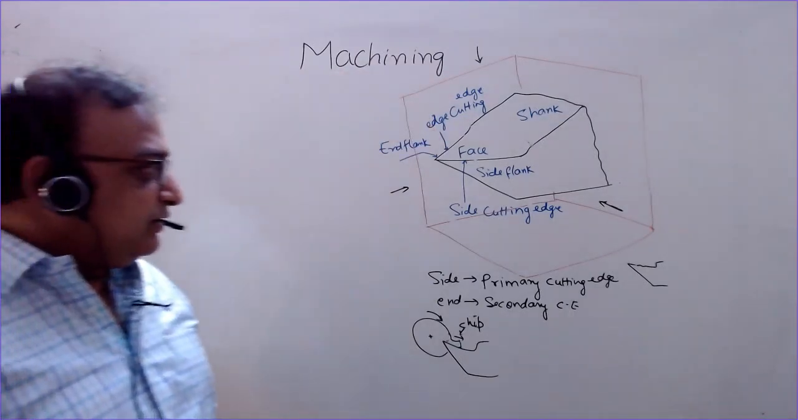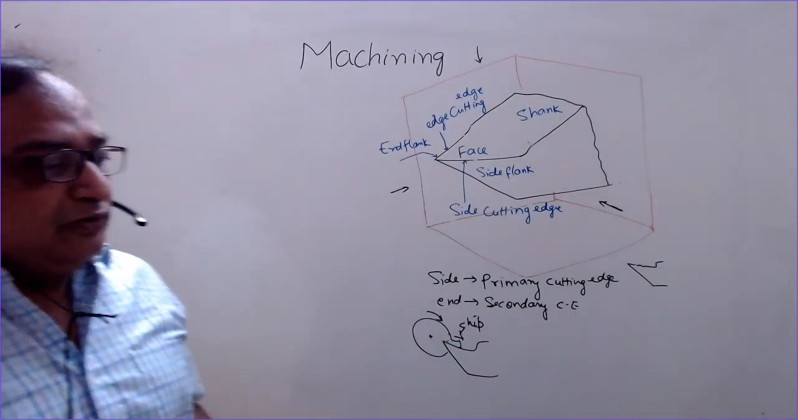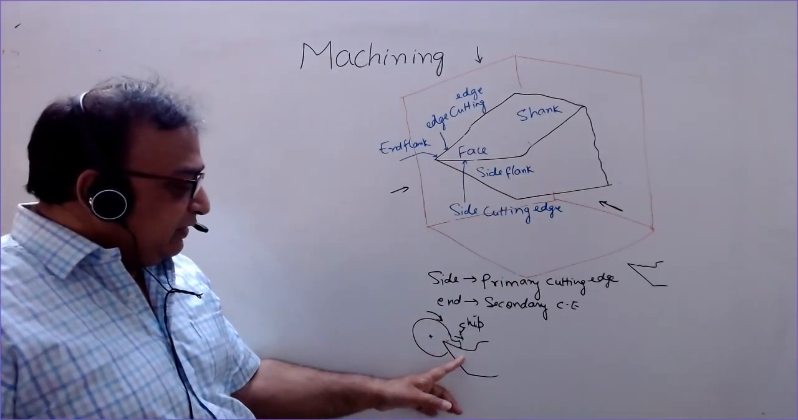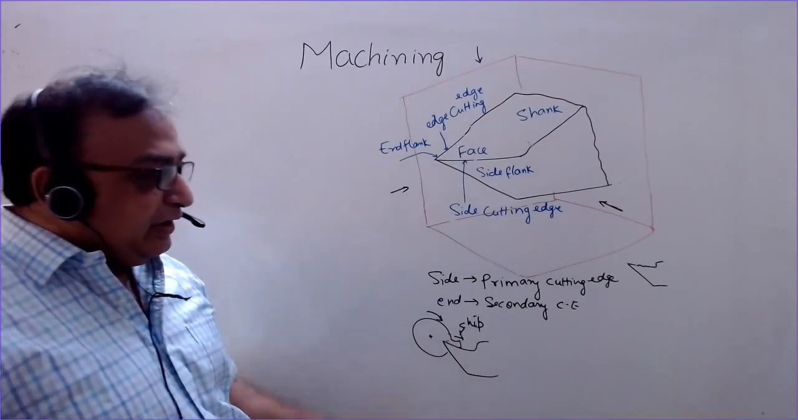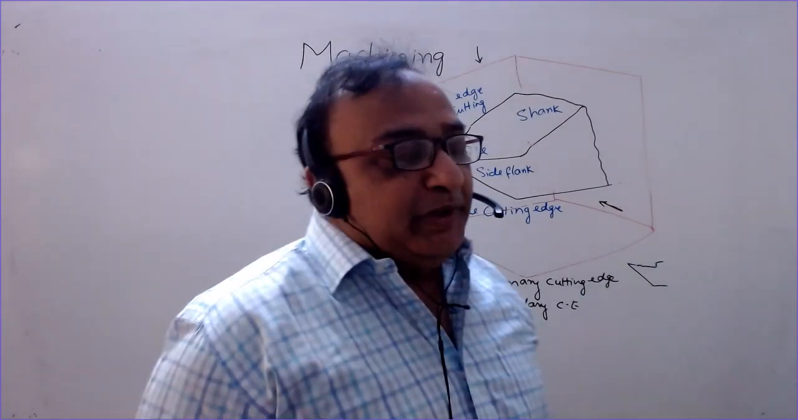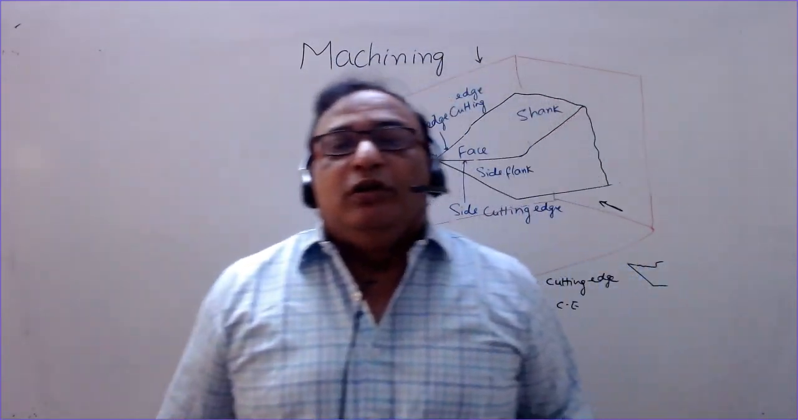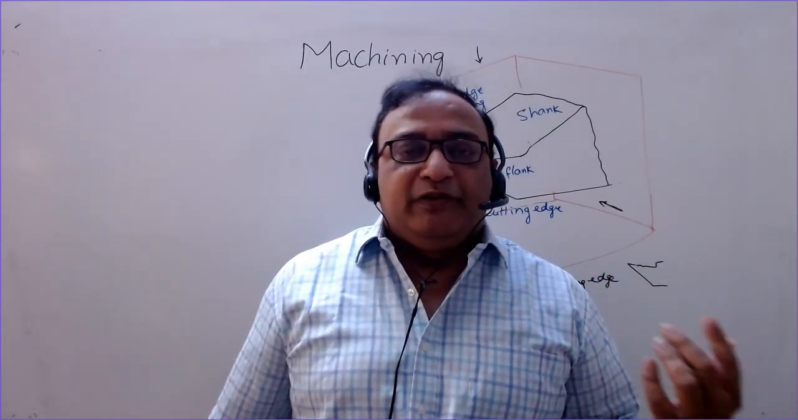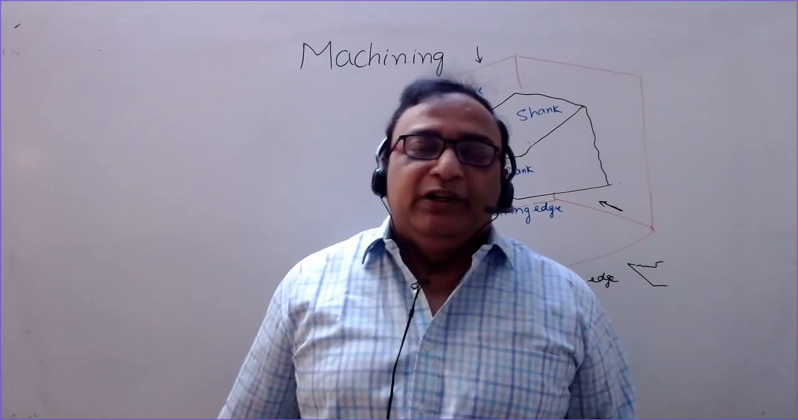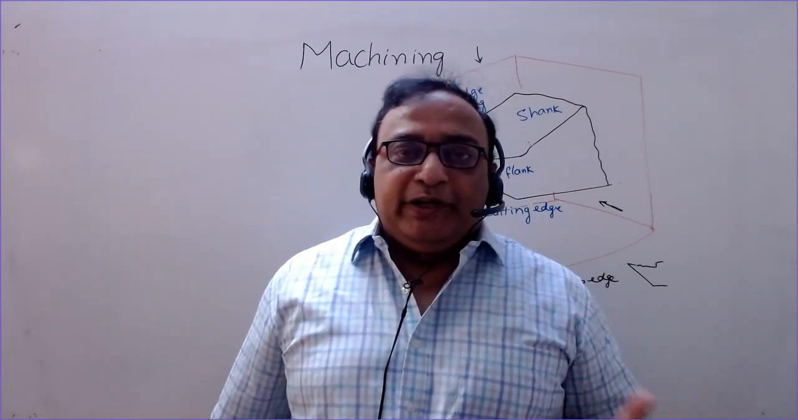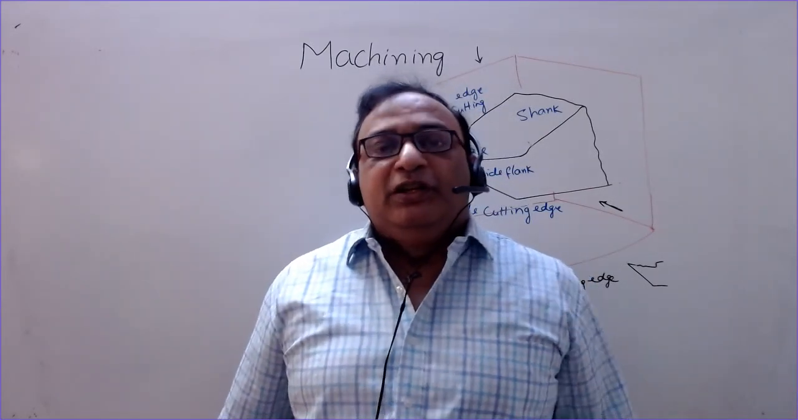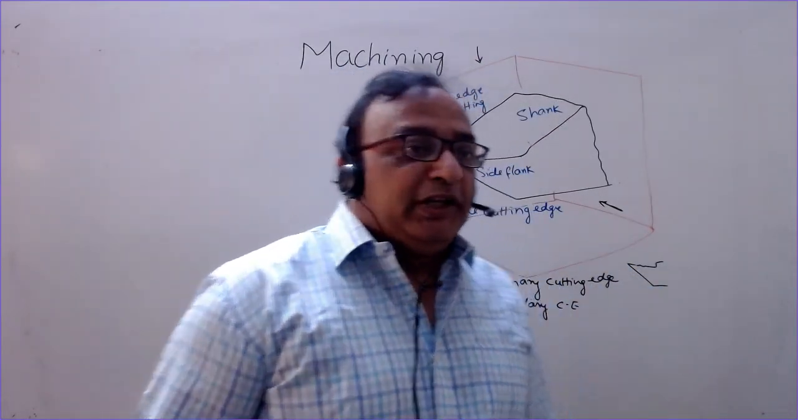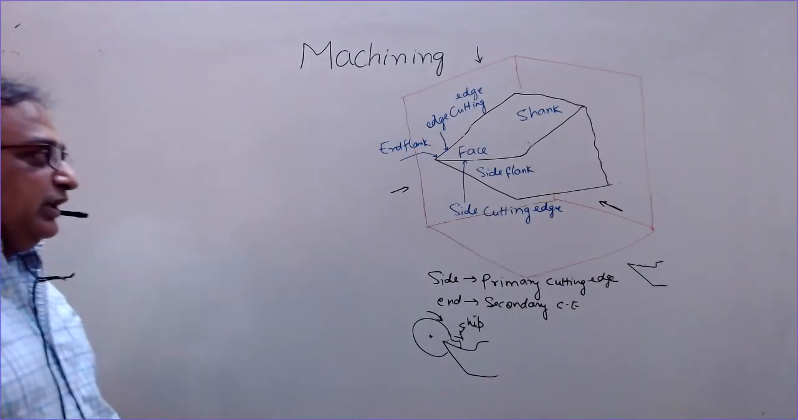So why are the flanks provided? Here you can see this is the flank. If you do not provide the flank, then there will be rubbing of the workpiece against the tool. So to prevent the rubbing of the workpiece against the tool, the flanks are provided. So we have two flanks, side flank and end flank, and flanks are provided by making the provision of the clearance angles. They clear the job so that there is no rubbing.